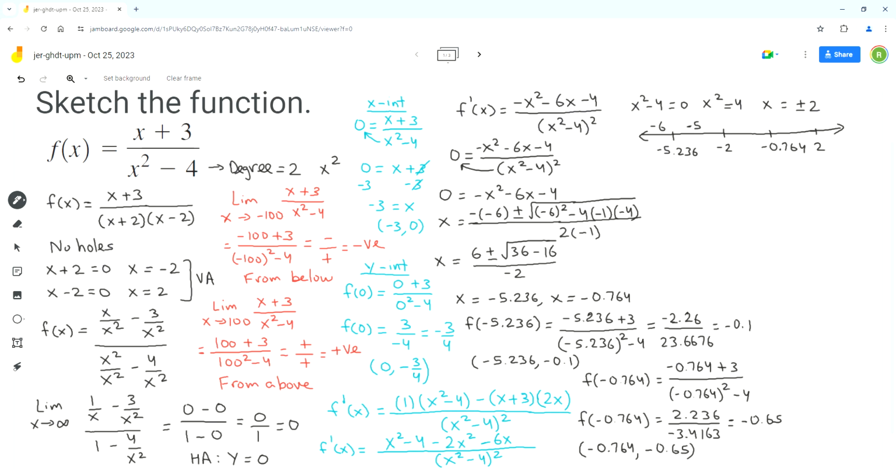Now to the right side of negative 2, we can use negative 1, and to the right side of negative 0.764 we can use 0, and to the right side of 2 we can use 3. So we have to sub in these test values one by one in the first derivative expression.